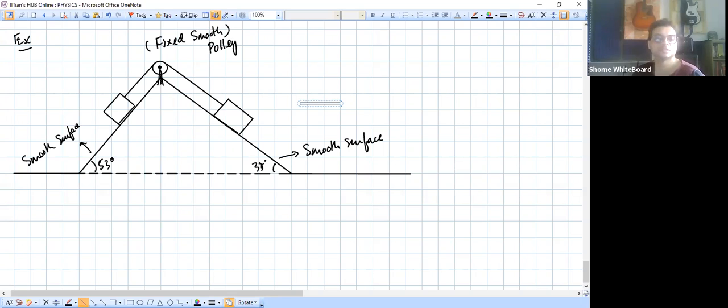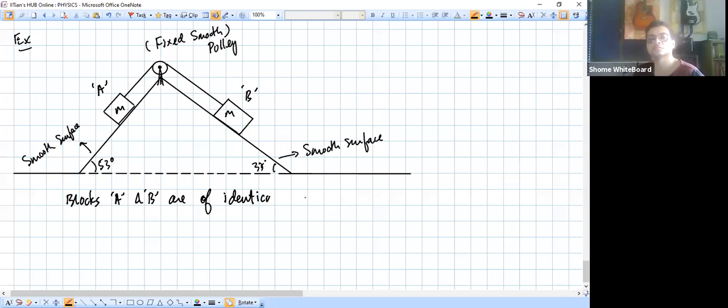Okay, so just to keep things simple, we'll keep the masses of the two blocks the same. So blocks A and B are of identical mass, m equal to 5 kg each.